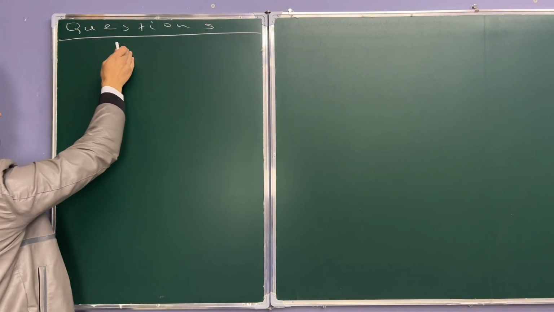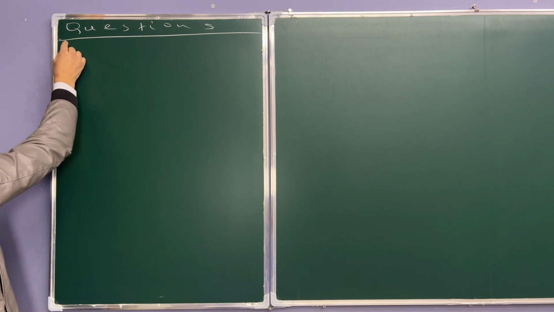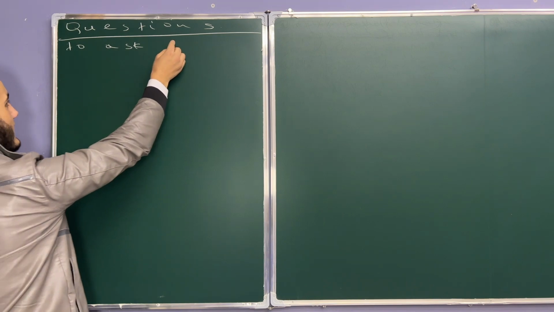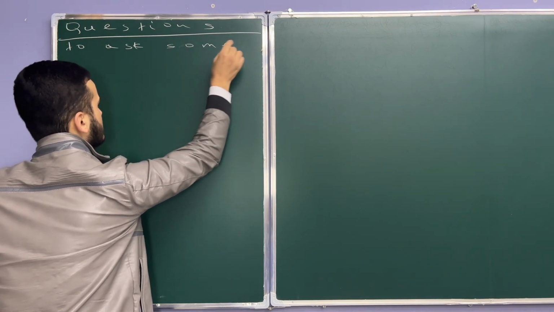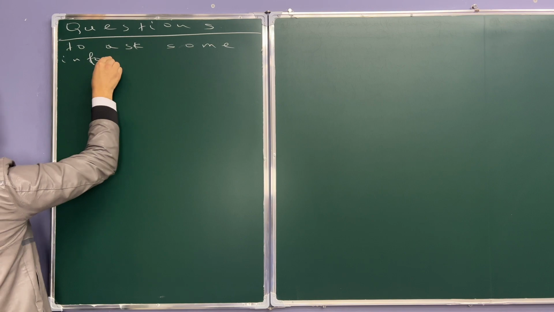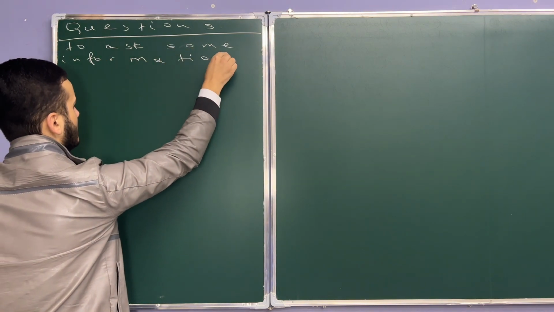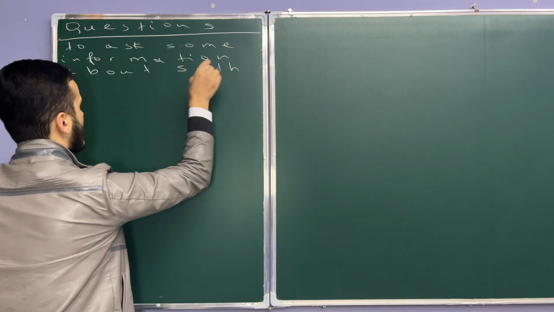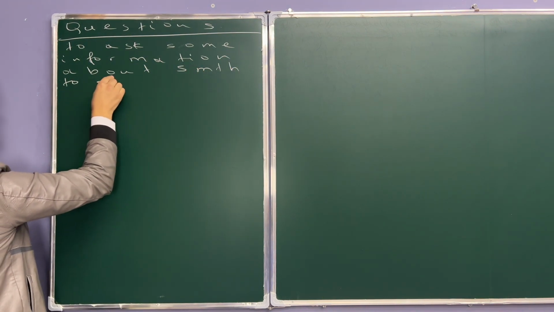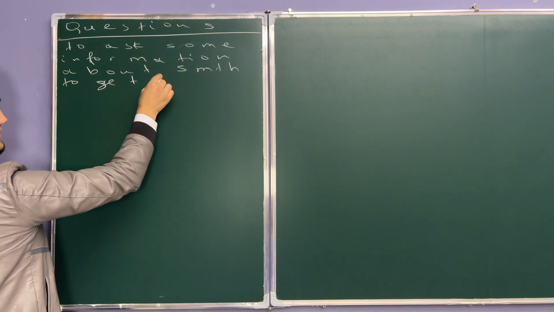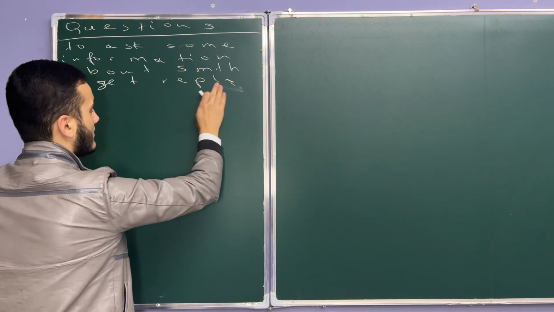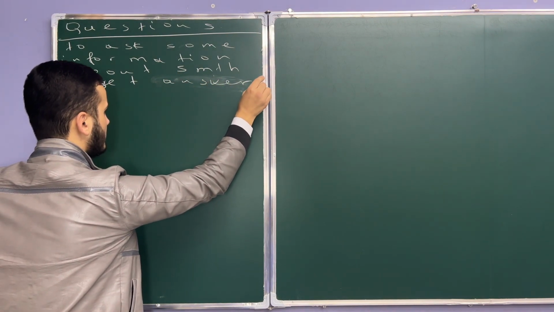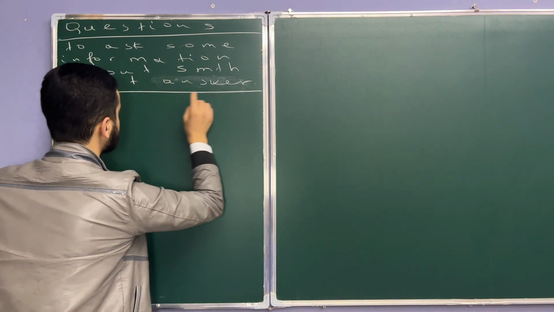Look. First of all, I'll be writing the rule. We need questions to ask some information about something to get an answer.